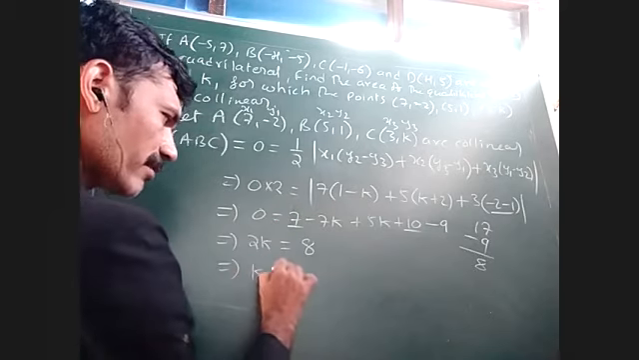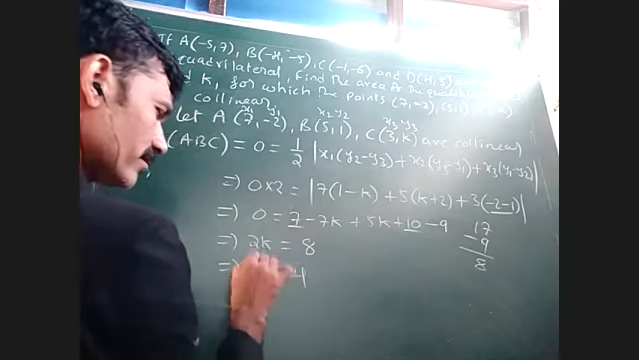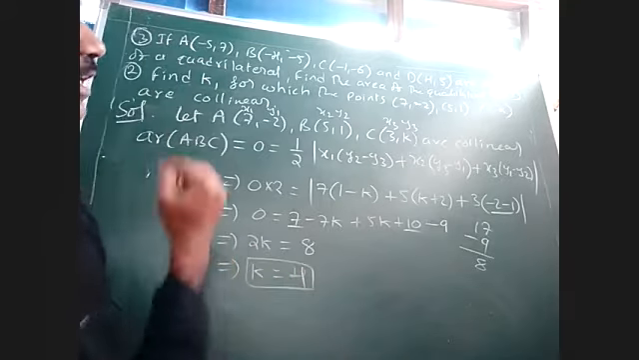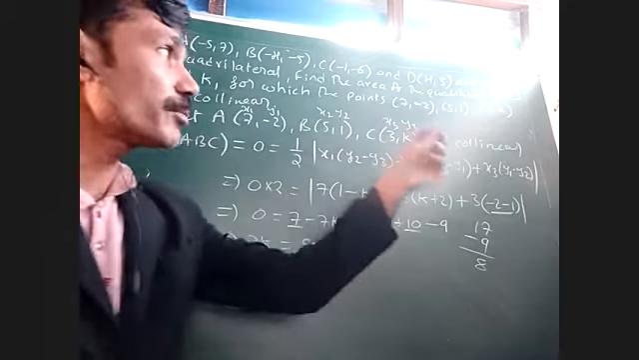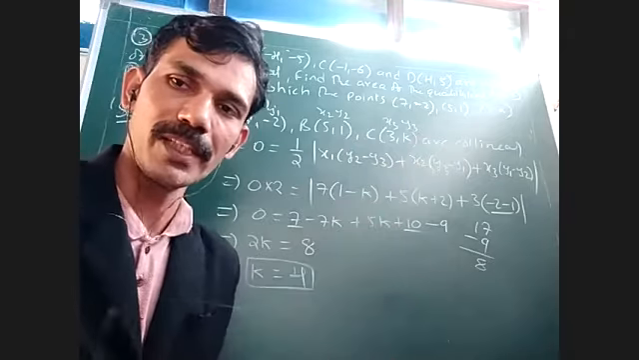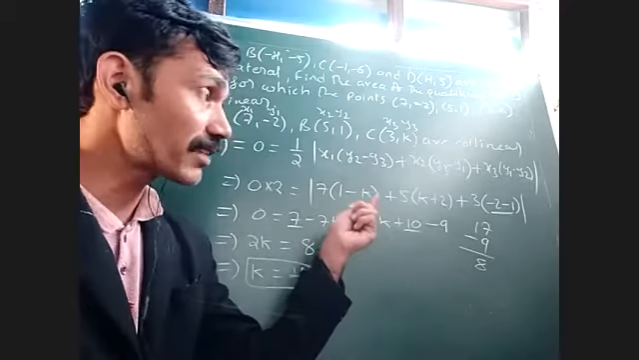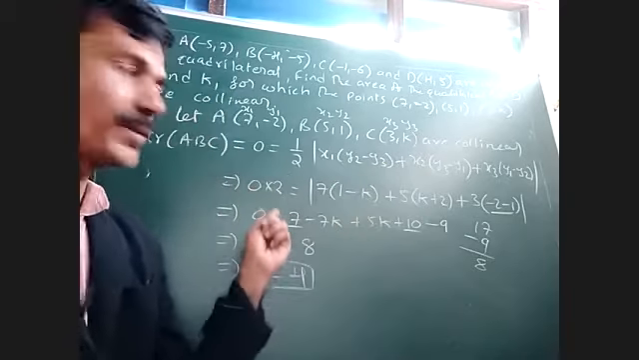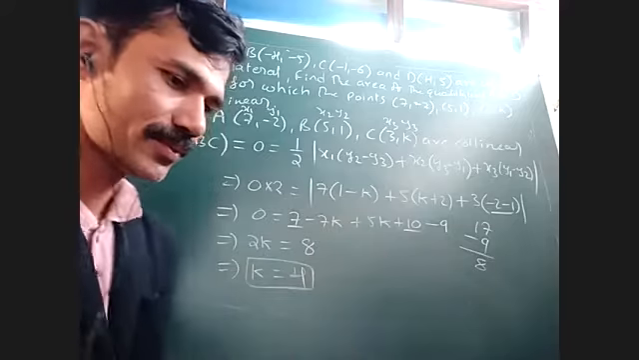Then k will be half of 8. That is 4. If you take k as 4, then only these 3 points are collinear. Otherwise, they are non-collinear. They are collinear, they confirmed. That's why we take their area as 0. Then we can find that k value.